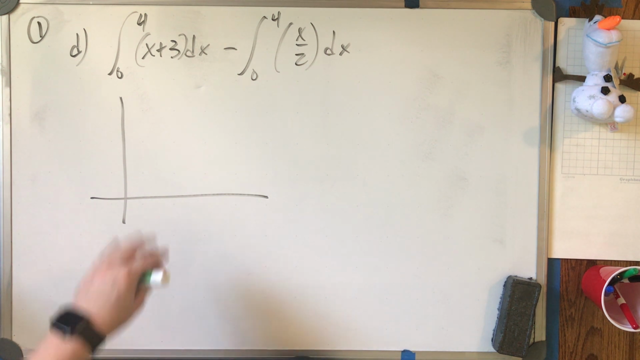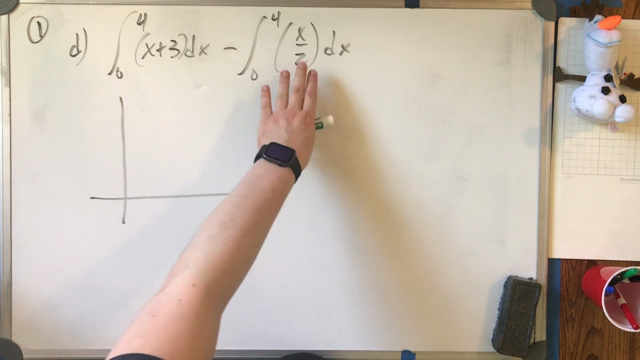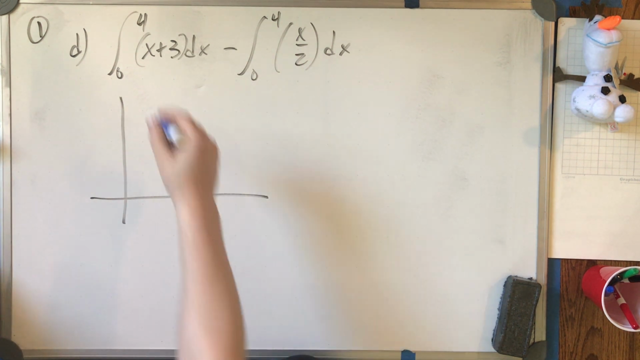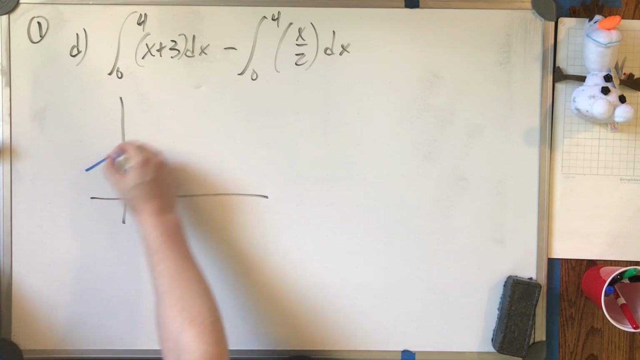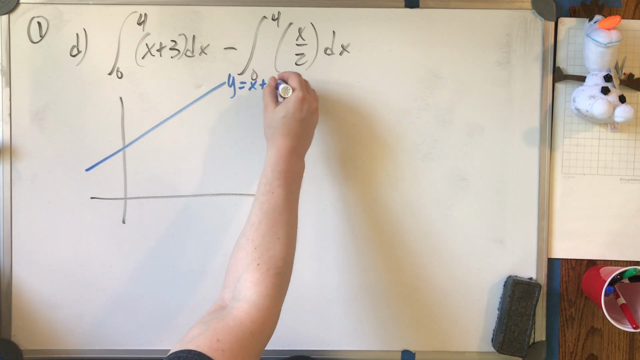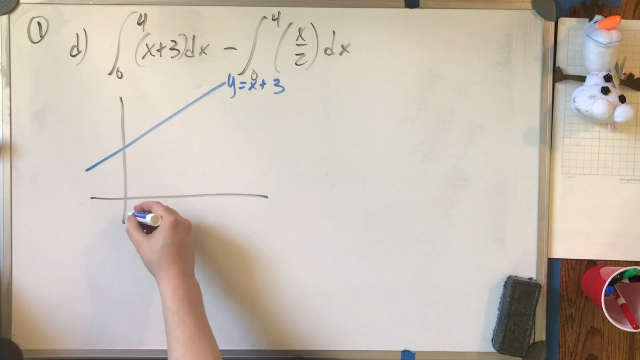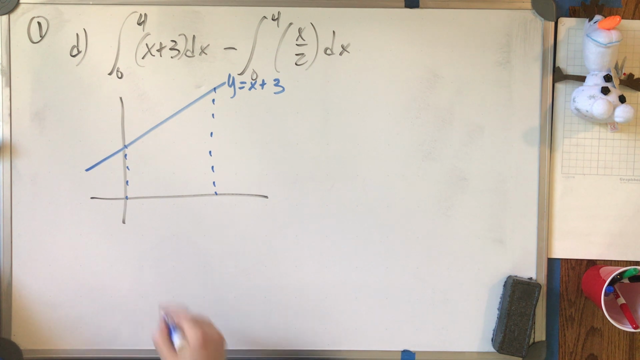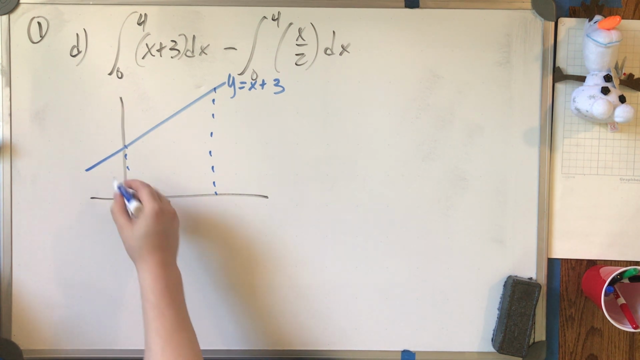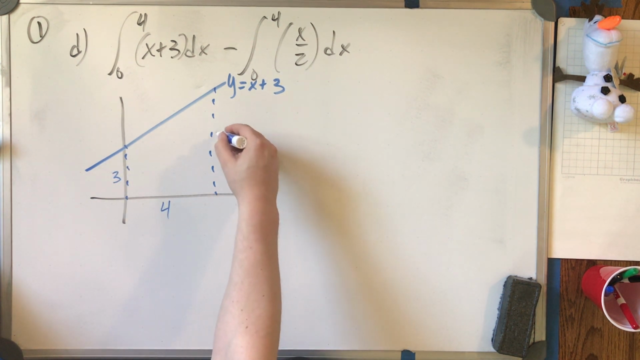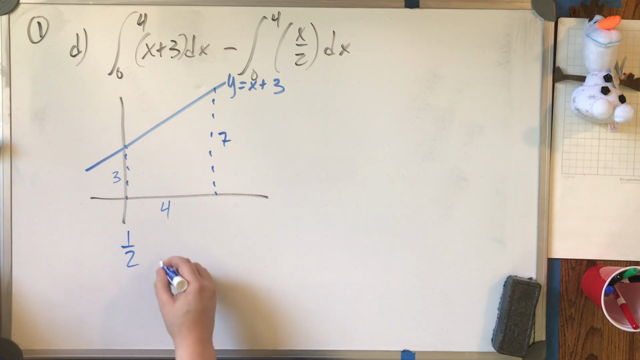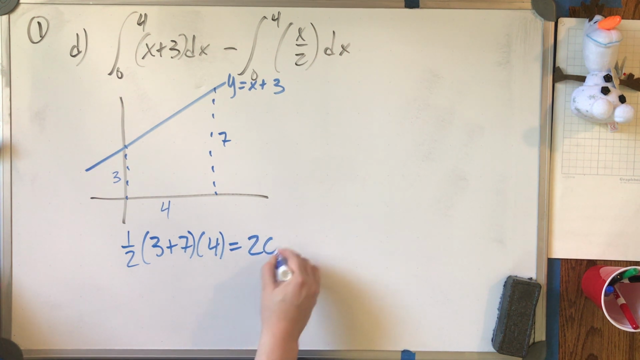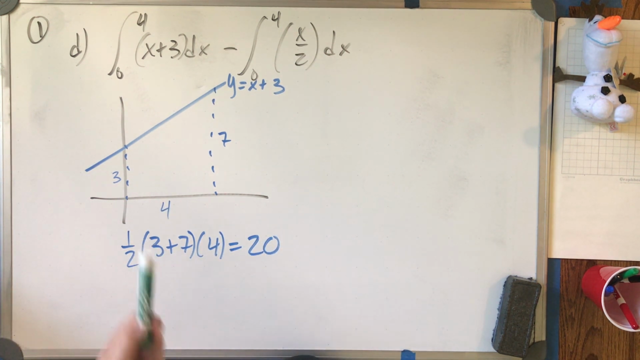But we can basically find the area using geometry for this one and the area using geometry for this one, and then subtract those two answers. So if I start off with this one, it's going to be a line right here. So we'll have y equals x plus 3. And going from 0 to 4, so this makes a trapezoid shape, where that distance is 4, this is 3, and this is 7. So I'm going to have 1/2 3 plus 7 times 4, which is going to give me 20. So that's just the first one.